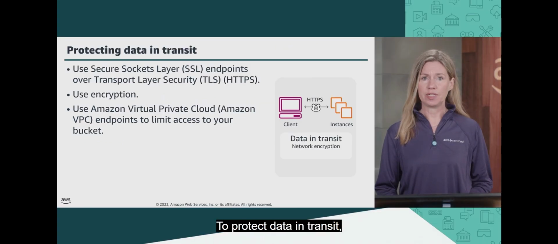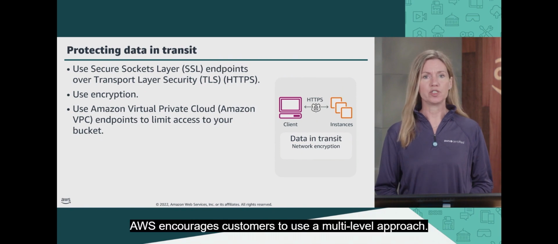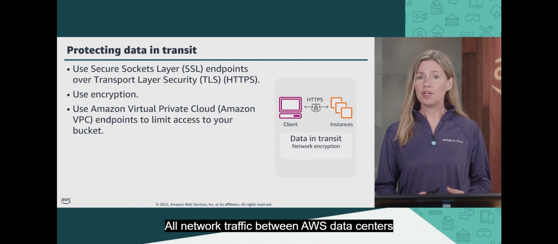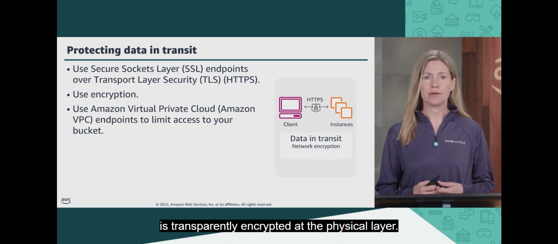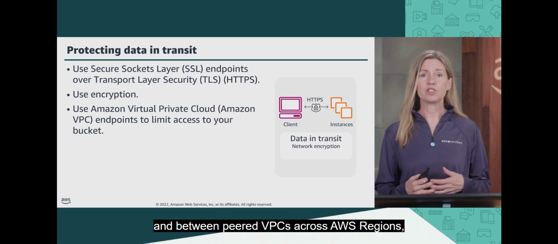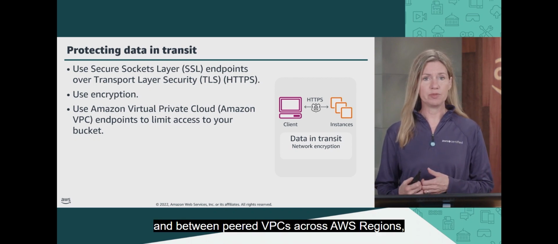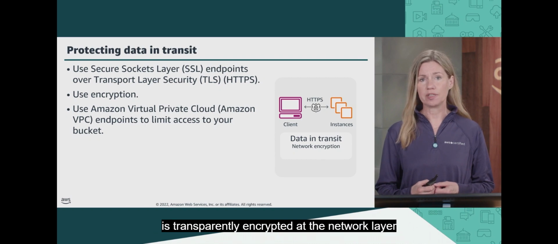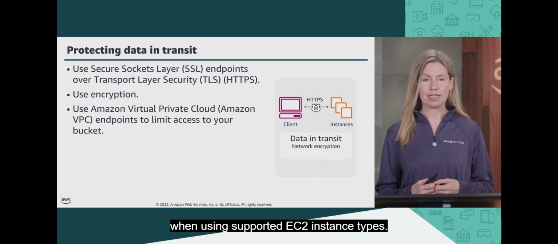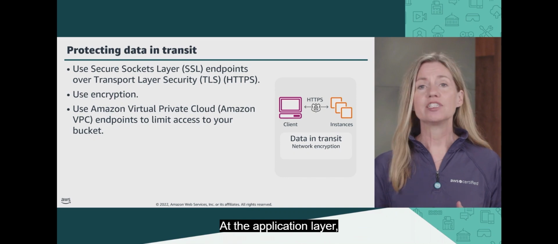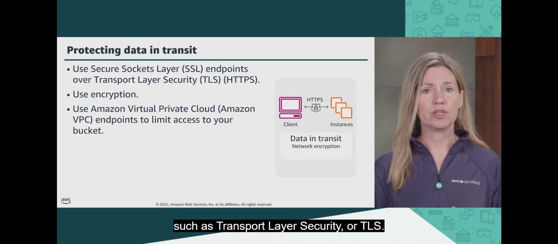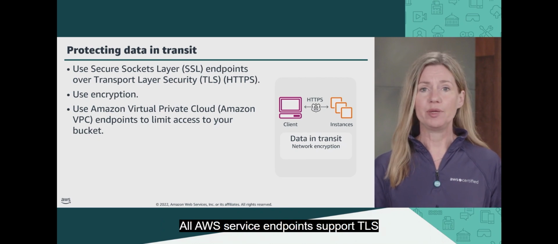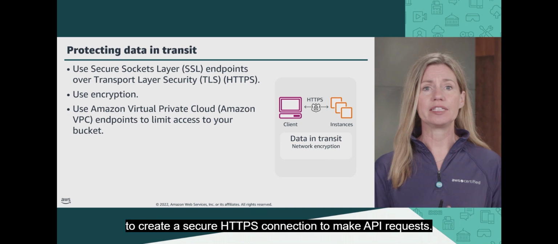To protect data in transit, AWS encourages customers to use a multi-level approach. All network traffic between AWS data centers is transparently encrypted at the physical layer. All traffic within a VPC and between peered VPCs across AWS regions is transparently encrypted at the network layer when using supported EC2 instance types. At the application layer, customers have a choice about whether and how to use encryption by using a protocol such as Transport Layer Security, or TLS. All AWS service endpoints support TLS to create a secure HTTPS connection to make API requests.